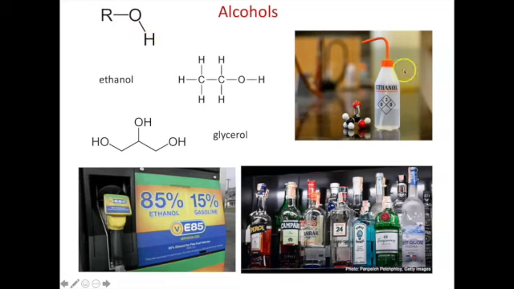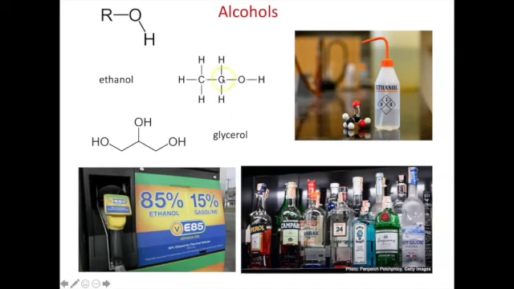Ethanol is used in a lab as an organic solvent to clean things, and ethanol is also more popularly known as alcohol. So these bottles of alcohol, that general name alcohol is because of ethanol in there. So ethanol is also present in gasoline. The special E85 gasoline is 85% ethanol, this molecule.